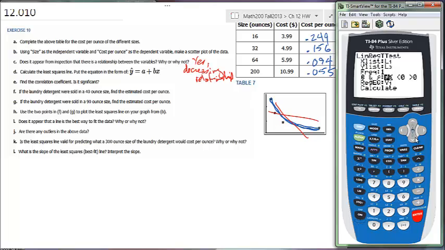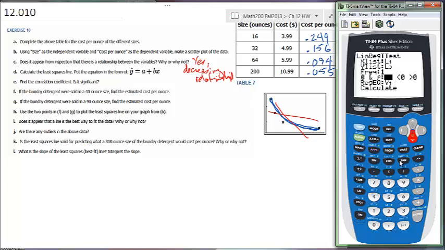My x list is in L1, my y list is in L3. Your frequency is going to be 1. Now, if this does not say 1, it should, but if it doesn't say 1, this is blinking A, which means it's set to alpha, and if you press 1, you're actually not going to get the 1, but the letter Y. So to get 1, make sure you undo the alpha by hitting the alpha button. So now it's just blinking regular black, and then you hit that number 1.